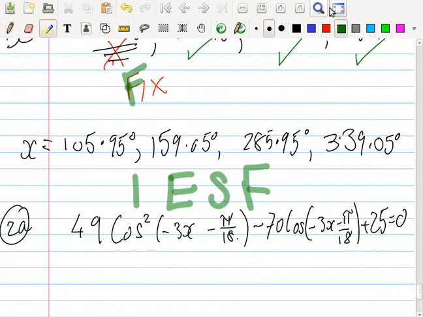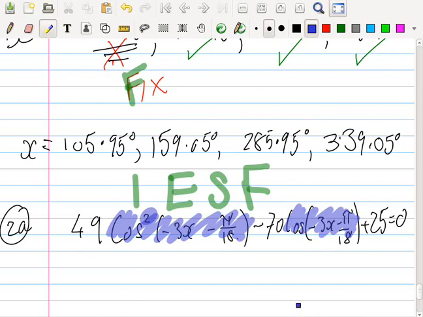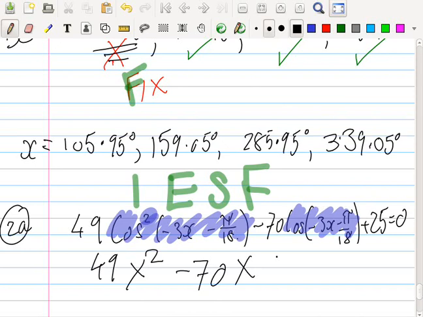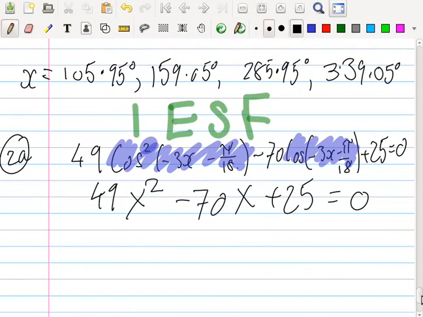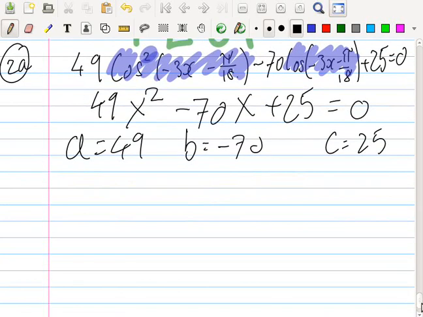Now, if you were to look at this, you'll notice that here is cos squared, and here is cos, and here is no cos. So this is of the form 49 something squared minus 70 times something as well, plus 25. Well, these are the same. The only difference is this one's squared. So, of course, this type of equation is a quadratic. A is 49, B is minus 70, and C is 25. Using your calculator, please tell me the two answers you get.